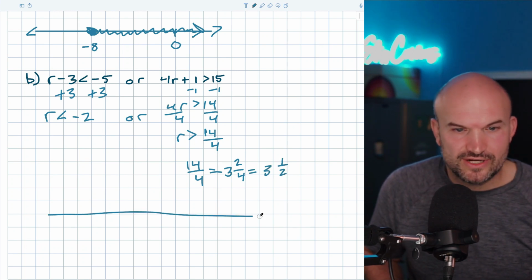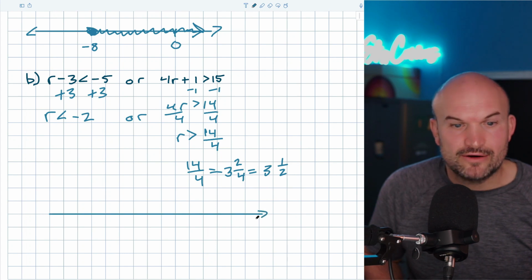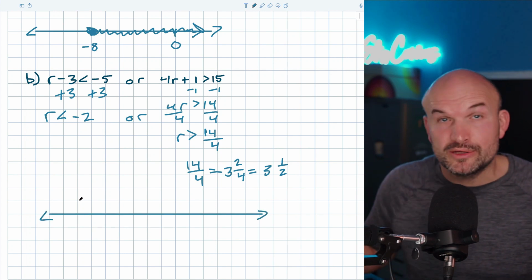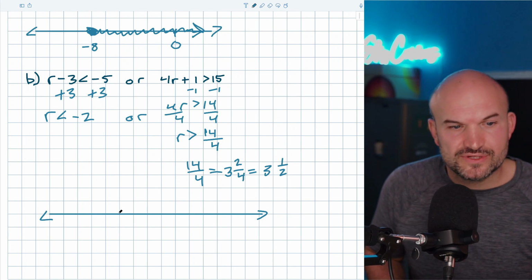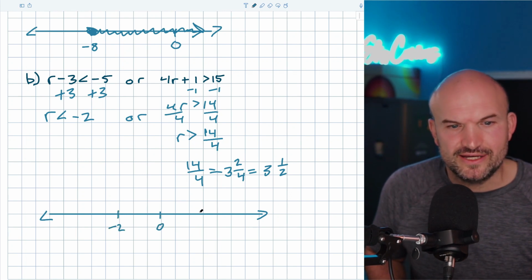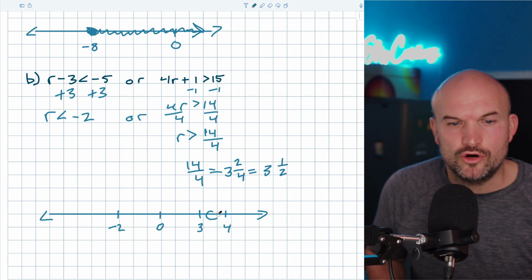All right. So now let's go ahead and graph our solution. So again, remember, one of these can be true or both of them can be true at the same time. So we have a negative 2. So let's go to negative 2. Let's put a 0 here. And then let's say, I don't know, 3 and 1/2. So here's 3, and here's 4, so 3 and 1/2 is going to be right here.